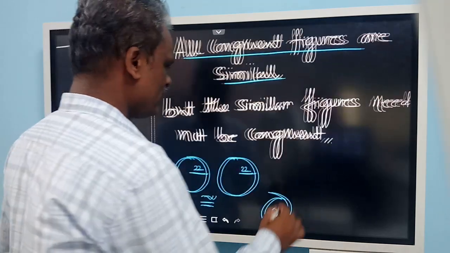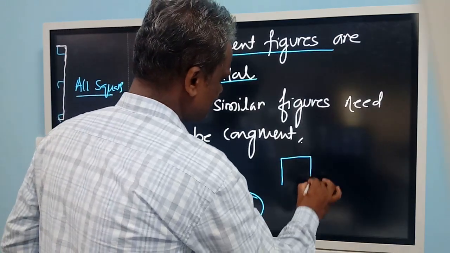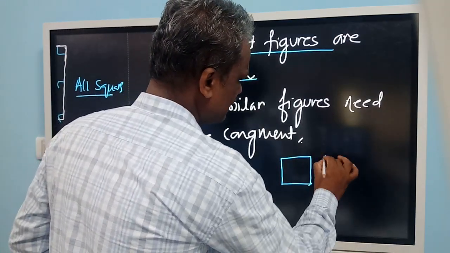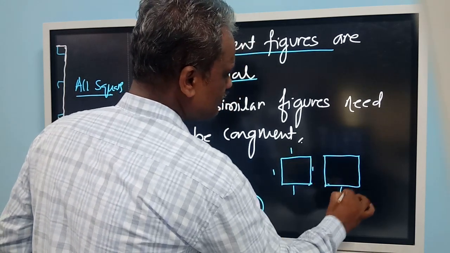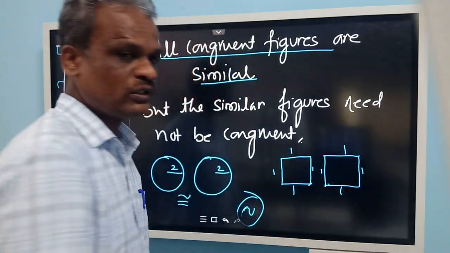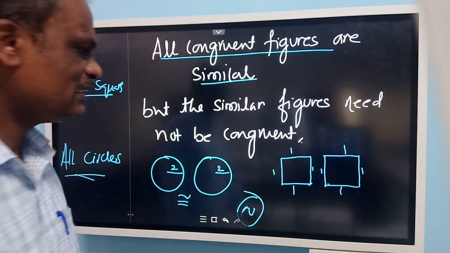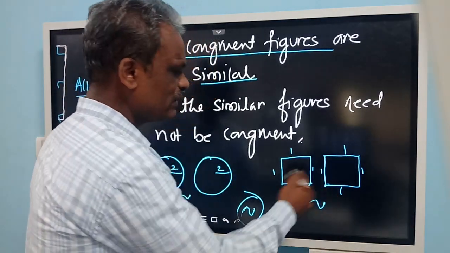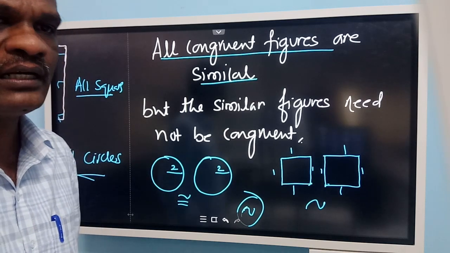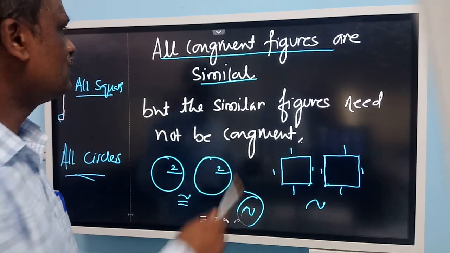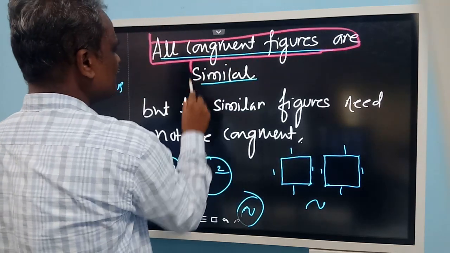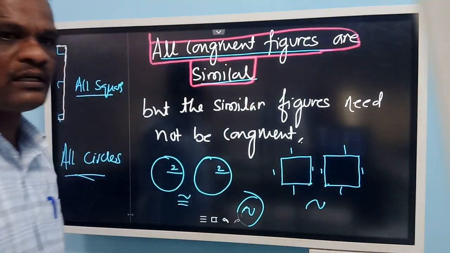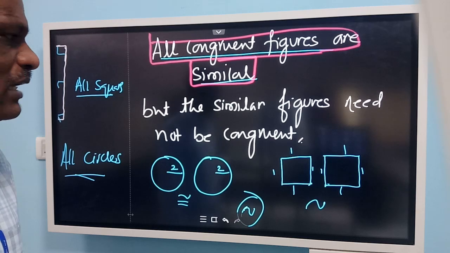I take two squares of the same size. This is a square, this is another square. I take 1 cm each, here also 1 cm each. So both are congruent, and at the same time they are similar. Once I write they are congruent, you can conclude that they are similar. So therefore we can conclude all congruent figures are similar. Any congruent figures you can directly write similar.